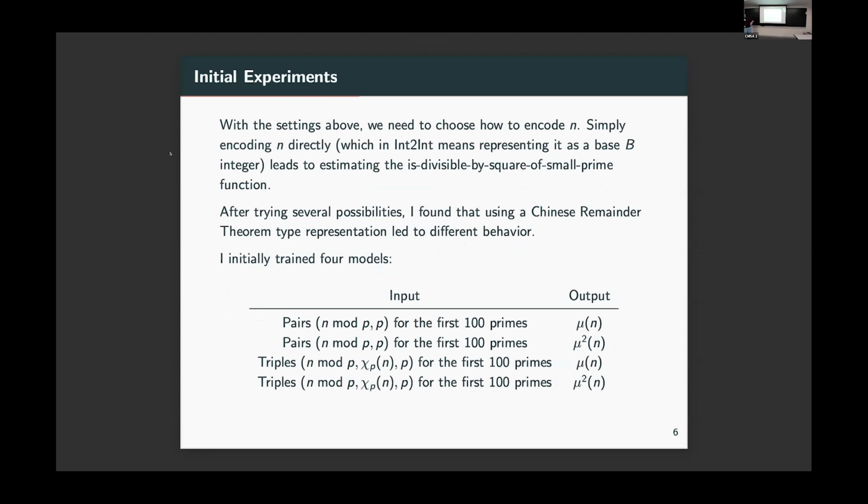In the Chinese remainder theorem, I feed in n mod p for the first 100 primes p. So you take n, you do n mod 2, n mod 3, n mod 5, and so on and so forth. This doesn't uniquely determine n. It determines n uniquely mod the product of the first 100 primes. Of course, the product of the first 100 primes is far larger than 10 to the 13th. So we don't have any occlusion here.